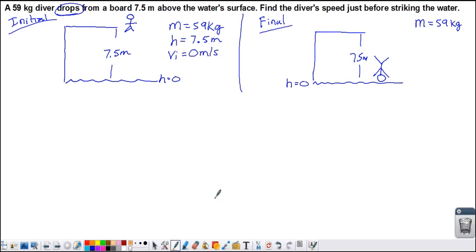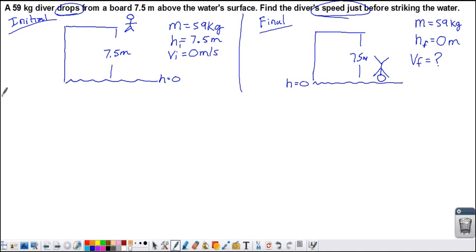Okay, so let's look at the final conditions. Well, the final height is not going to be 7.5 meters because they're no longer above the water surface. They're entering the water, so 0 meters. The final velocity is what we are trying to find. We're trying to find the diver's speed. So we're finding the velocity, we just don't care which direction it's going. And this is the initial height.